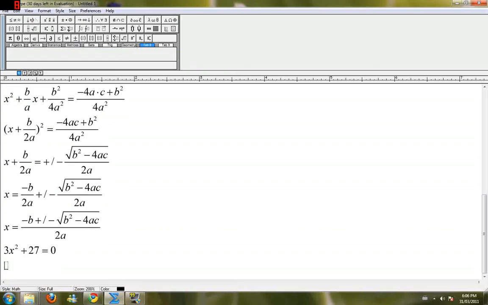I guess I'll give you 2 sample questions which you can do yourself and check yourself by expanding the formula. So that's one right there, 3x squared plus 27. Another one, I guess, will be x squared plus 12x plus 30. So you can do these 2 questions and enjoy yourself.